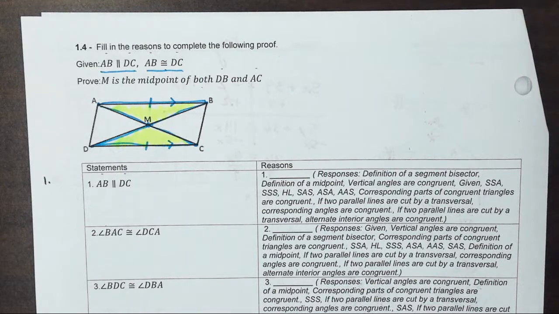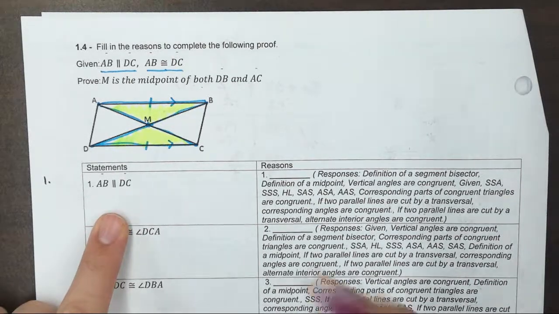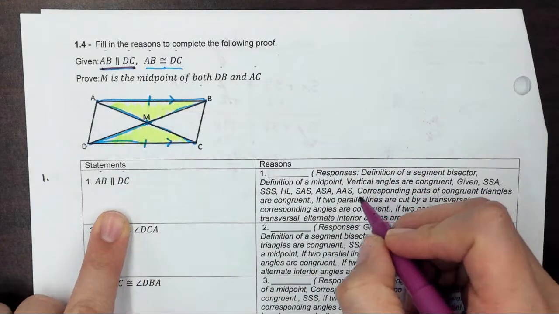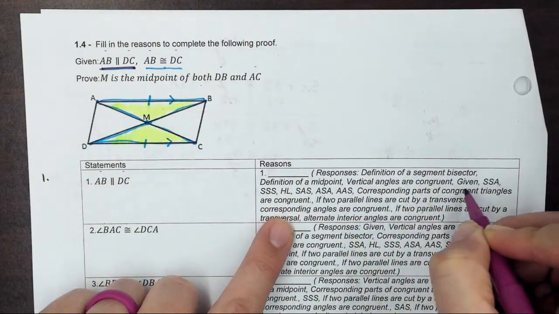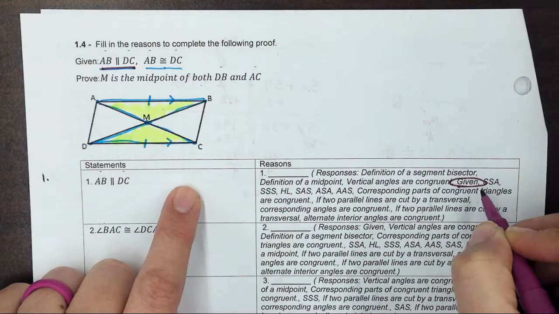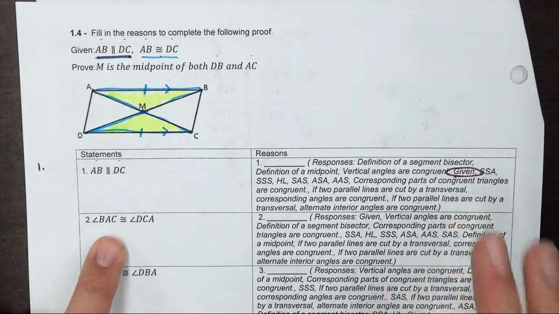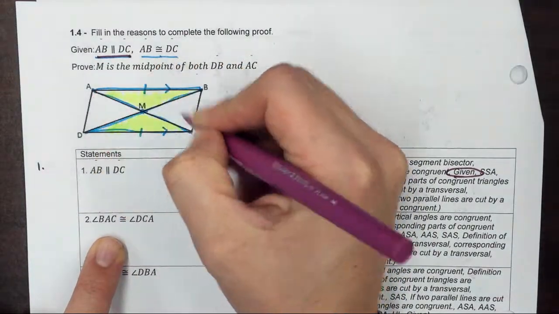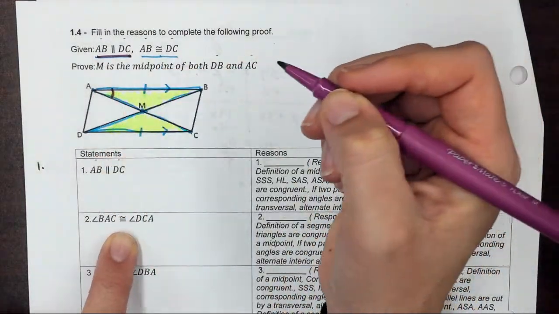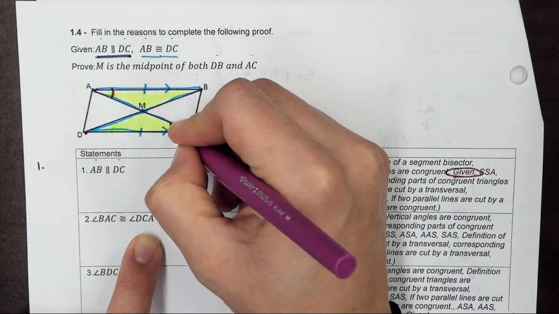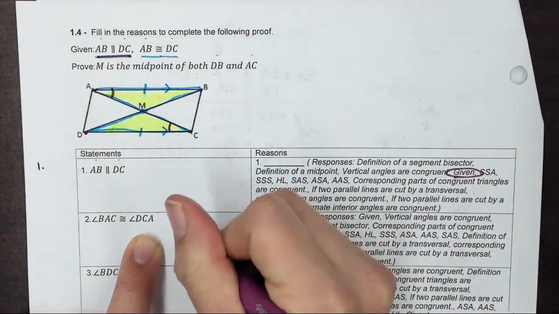Okay, so if I start off, AB is parallel to DC. Why do we know that? If you go back up here, that is past the word given, thus that is my reason. So I find given, it's over here. There's my answer, given. Number 2, angle BAC, so we're talking about this angle, is congruent to DCA, this angle. Okay, so those two angles are congruent.